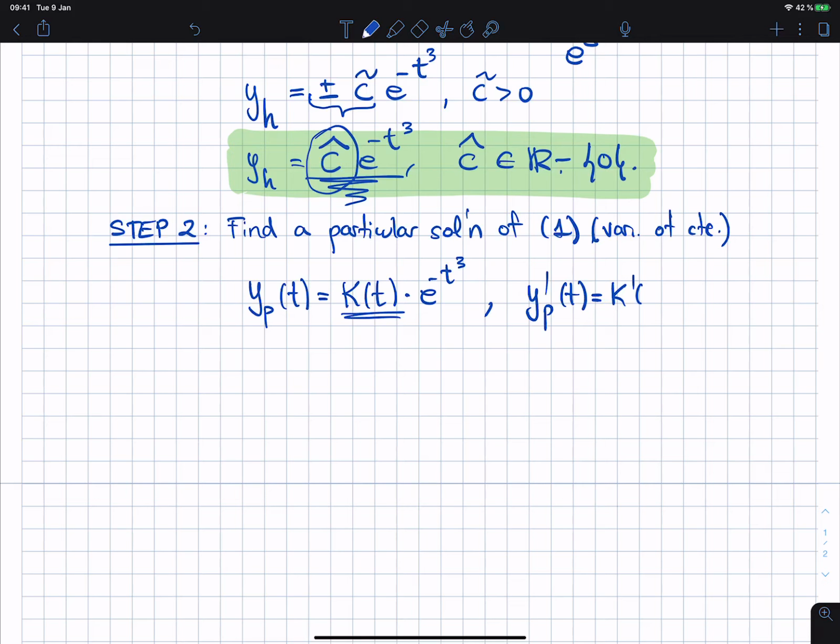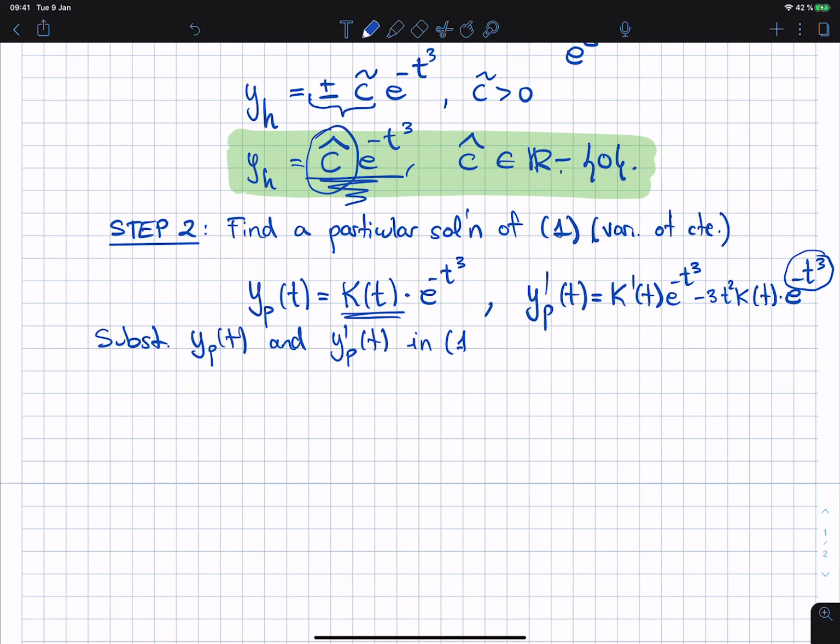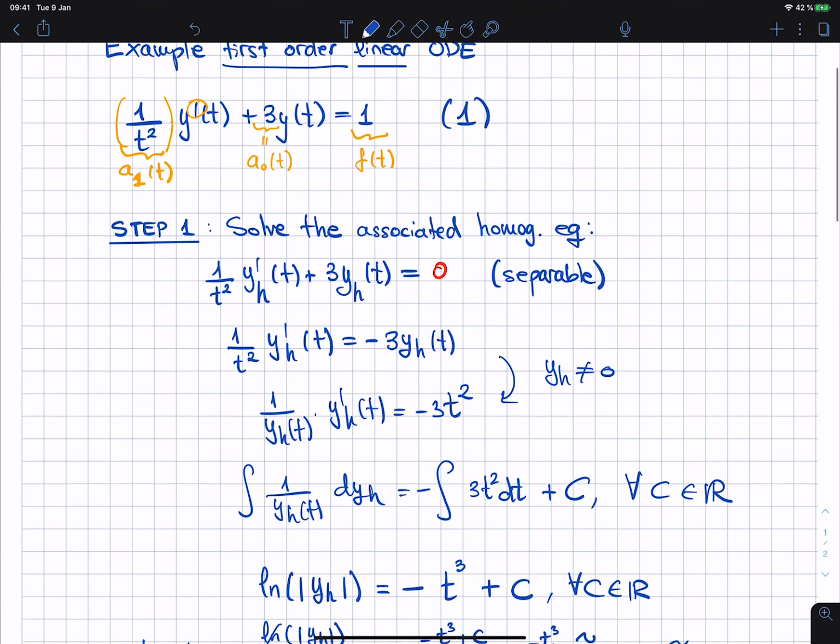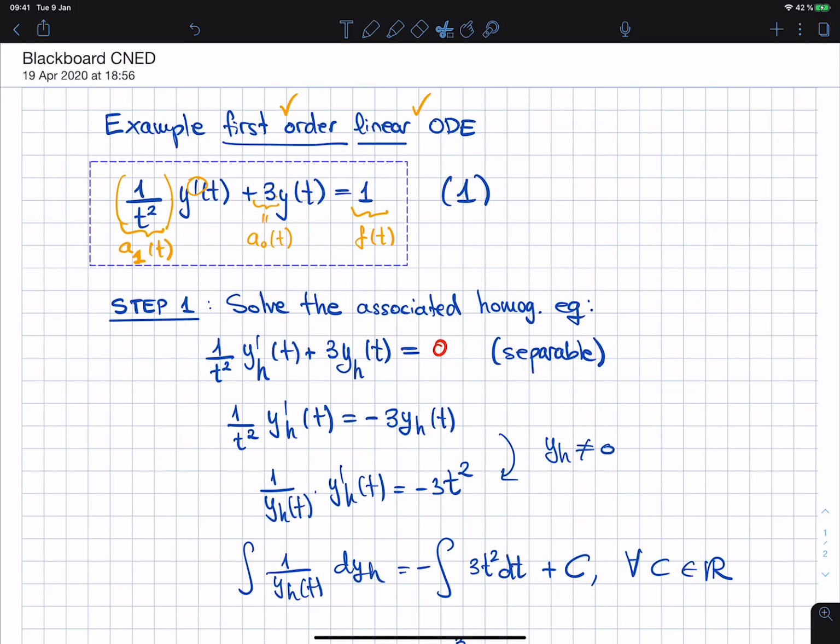y prime p is k prime times the exponential, plus k(t) times the derivative of the exponential, which is itself, but then I need to compute the derivative of the exponent, and that is minus 3t squared. Okay? Now, we will substitute yp and y prime p in the initial ODE. Let me go back to the initial ODE. It is this one. Okay? Let's use this initial ODE and put it here.